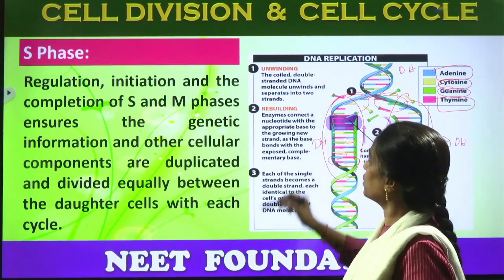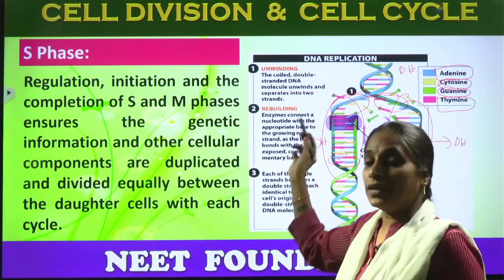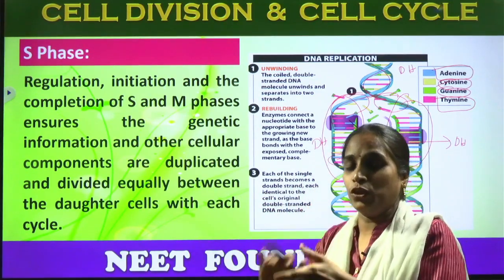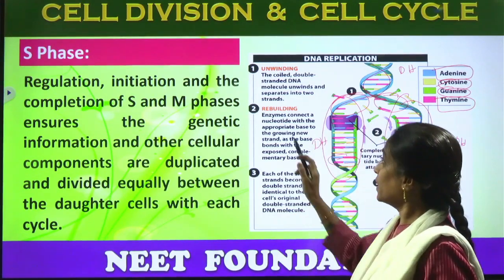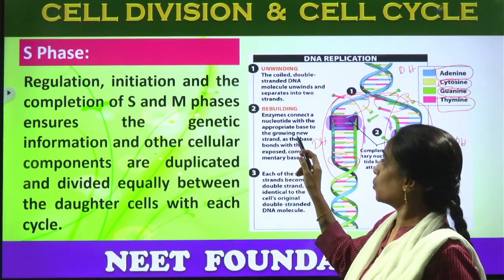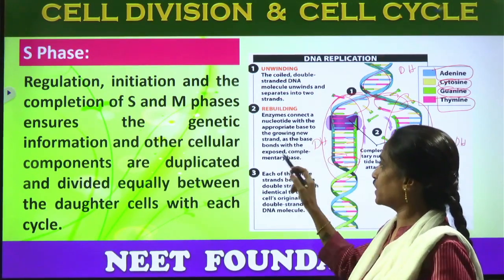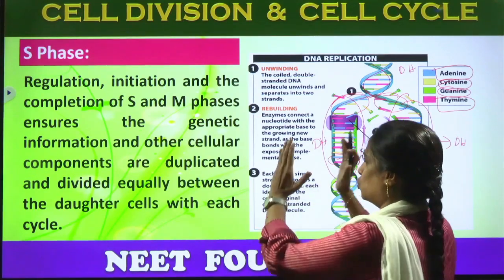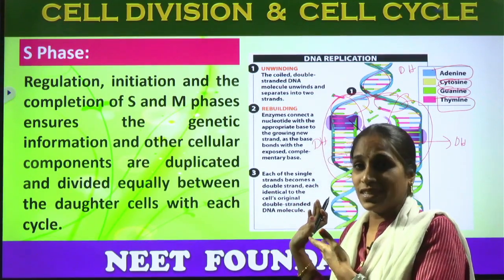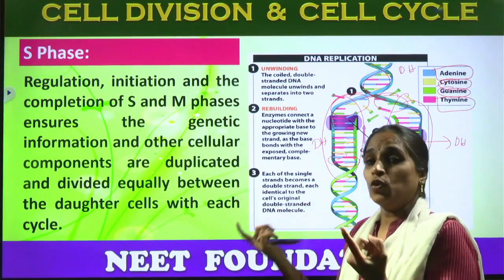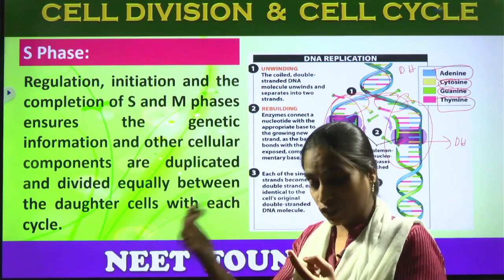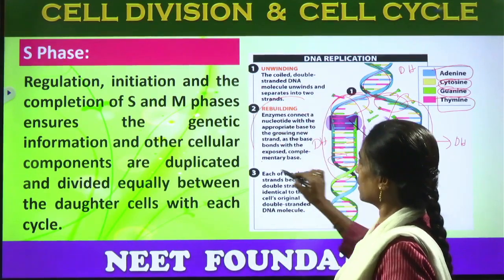What is the next event which occurs in this DNA replication? Rebuilding, nothing but after opening the single helical structures, again they will be binding back into the double helical structures. Enzymes connect a nucleotide with the appropriate base and to the growing new strand as the base bonds with the exposed complementary base. So to be frank, simply we need to discuss about this. Previously we have discussed about the enzymes, the catalysts which are responsible for opening and closing, okay. So opening and closing, in between what happens? Releasing of the chemicals, okay. So that is the rebuilding process.